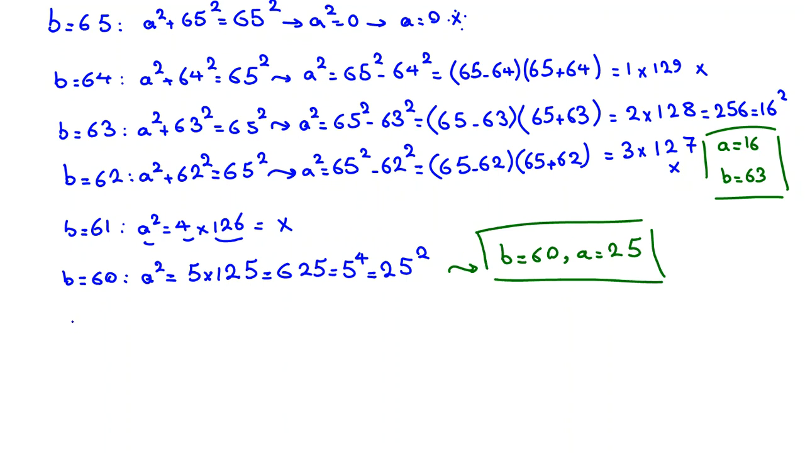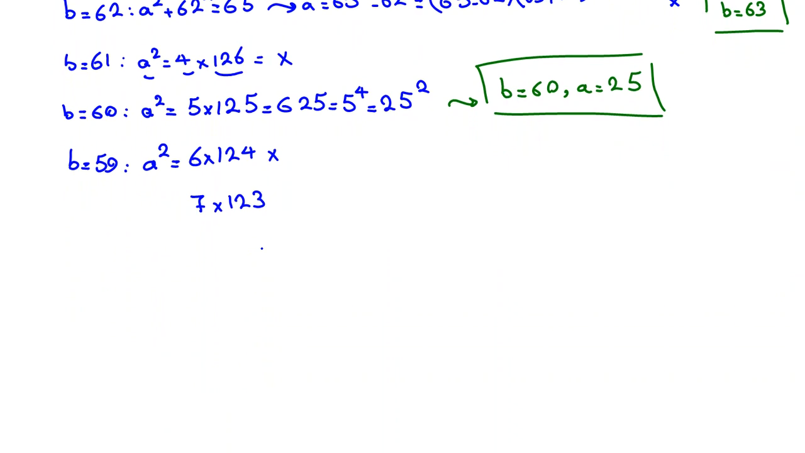Now let's check b equal to 59. A squared equal to 6 times 124. 6 is a multiple of 3, but 124 is not a multiple of 3, so the power of 3 here is 1, which is bad. The next one you can say is 7 times 123. 123 is not a multiple of 7. The next one is 8 times 122.